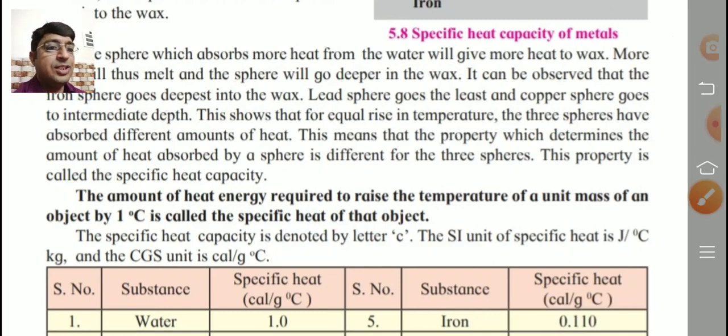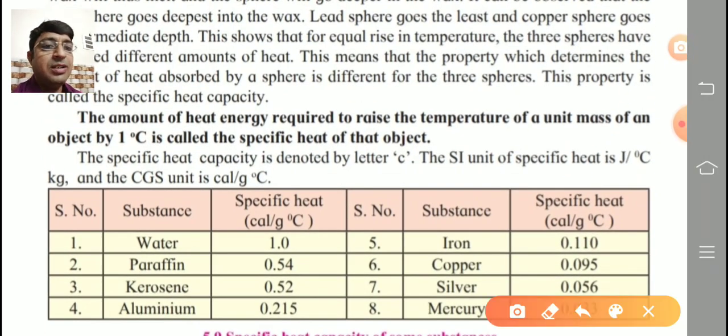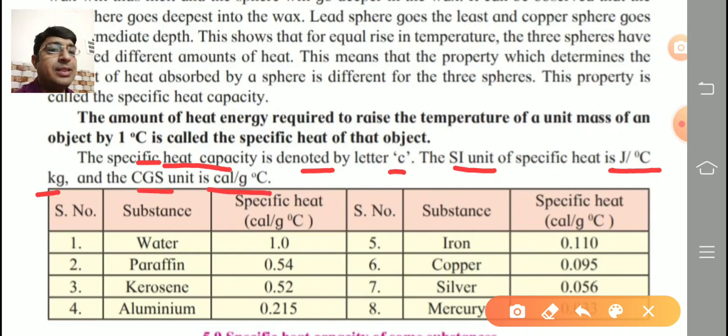Now SI and CGS units are also given, that you mark. What is the SI unit? First of all, specific heat capacity is denoted by the small letter C. SI unit of specific heat capacity is joule per kilogram degree Celsius, and CGS unit of specific heat capacity is calorie per gram degree Celsius. Both the units are given here. This is the CGS unit.